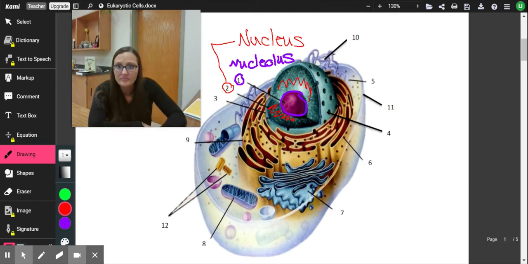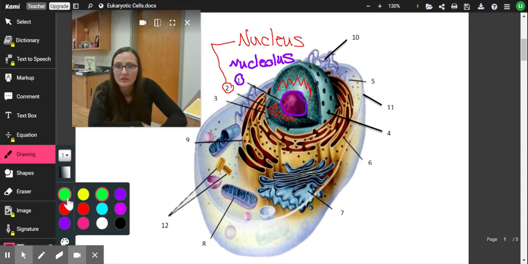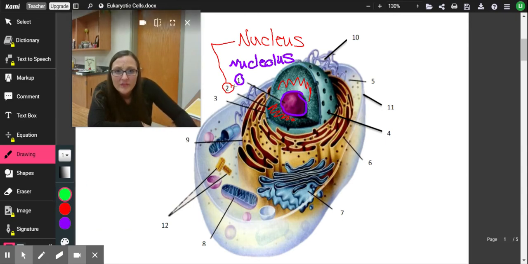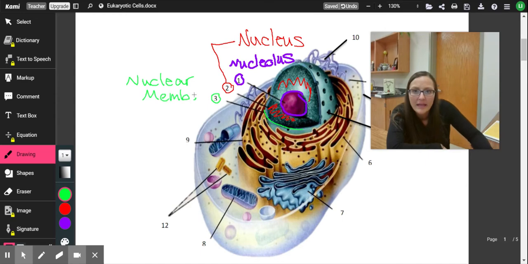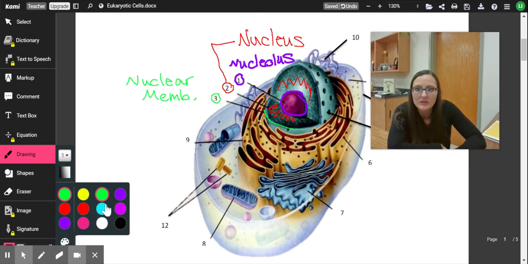Okay, and then 3, let's see here. 3 looks like it's just pointing to the very outside there. And so that, let me move my face out of the way. That is going to be your nuclear membrane. So nuclear membrane.